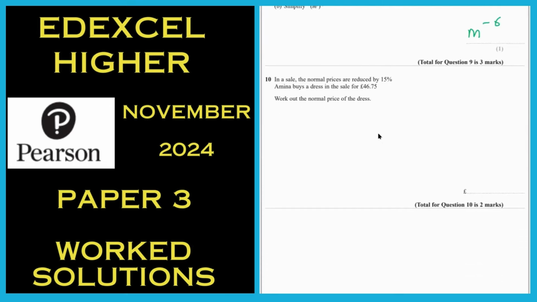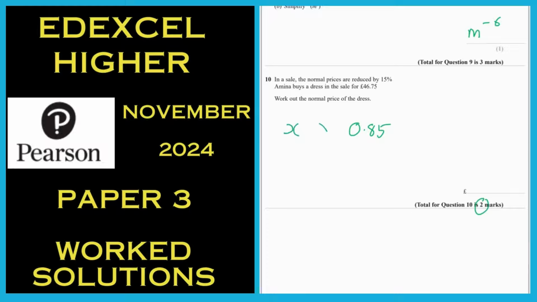Number 10. In a sale, the normal prices are reduced by 15%. So we do not know the original amount. Yep, this is your old friend, reverse percentages. Everyone's got their own way of how they set these out. The way I think about it is, first of all, get the first mark by writing the multiplier. If you reduce something by 15%, your multiplier is 0.85. You take the 15 pence away from a pound.